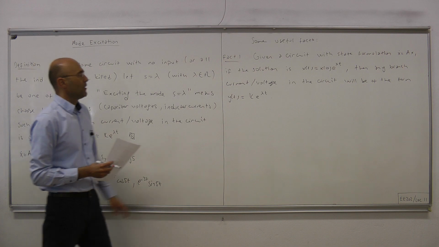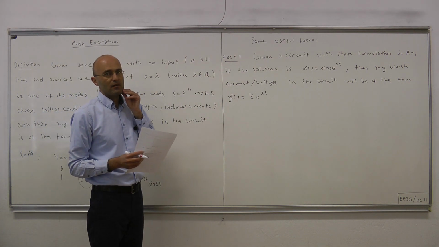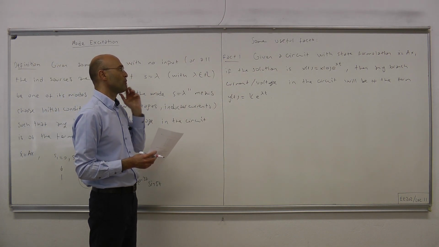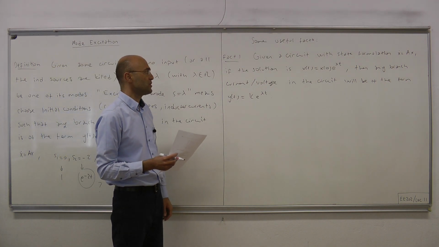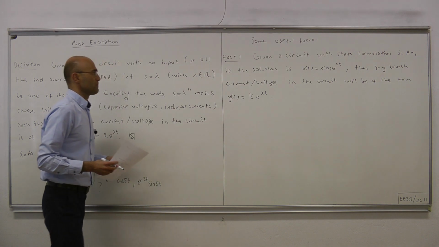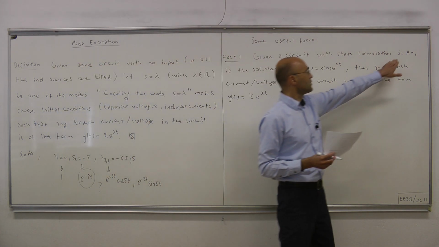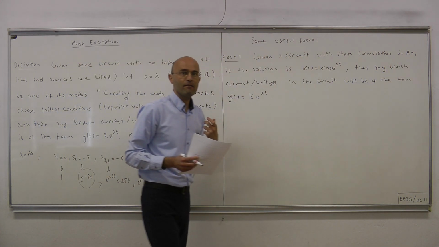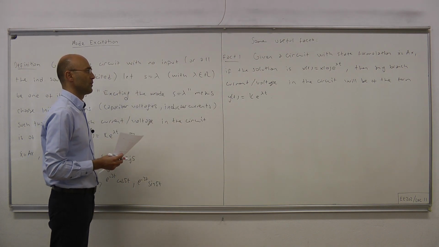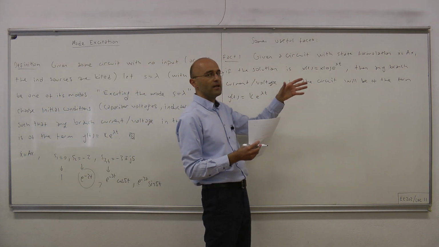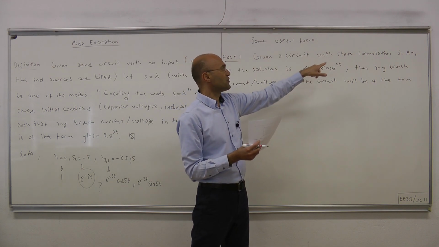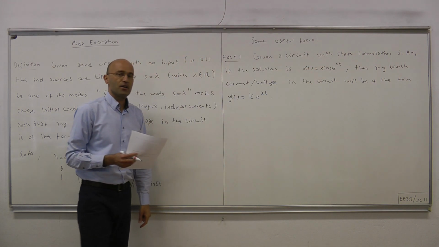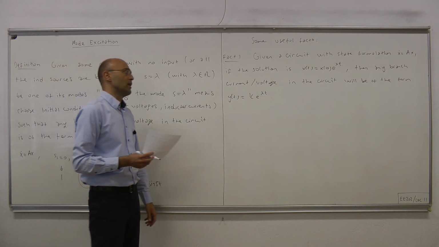Okay. Now, why is this fact true? Or why does that fact hold? It's very simple to see. Okay, so this is the state formulation. So our circuit has no inputs. Okay. And suppose that this is the solution of the state equation, x of t equals x of 0 times e to the lambda t.